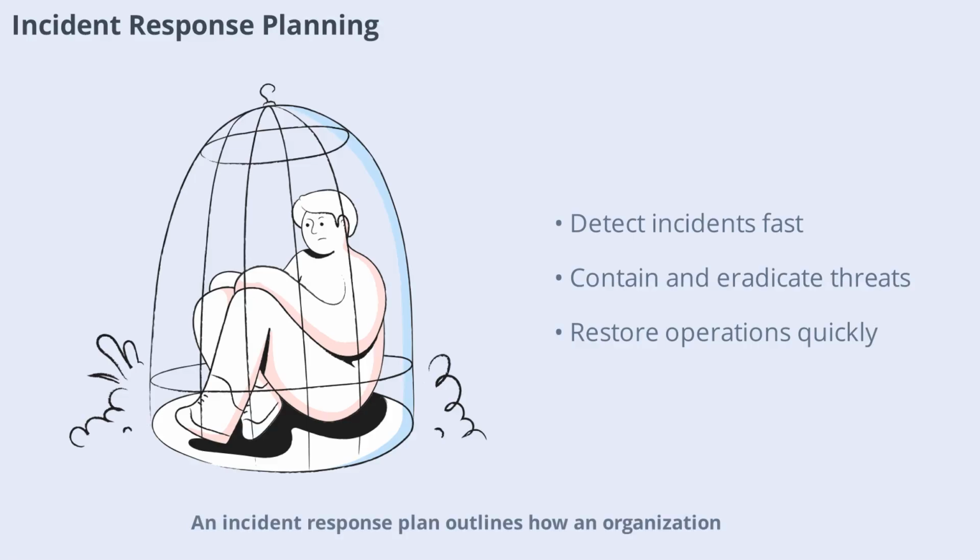Next, we'll discuss the importance of incident response plans in regulatory frameworks. An incident response plan outlines how an organization will react to a cybersecurity breach or attack. Regulations often require companies to have these plans in place to minimize damage and recover quickly. A good plan includes steps for detecting incidents, containing threats, eradicating malicious activity, and restoring normal operations. It also covers communication with stakeholders and regulatory authorities. Regularly testing and updating the plan ensures it remains effective.